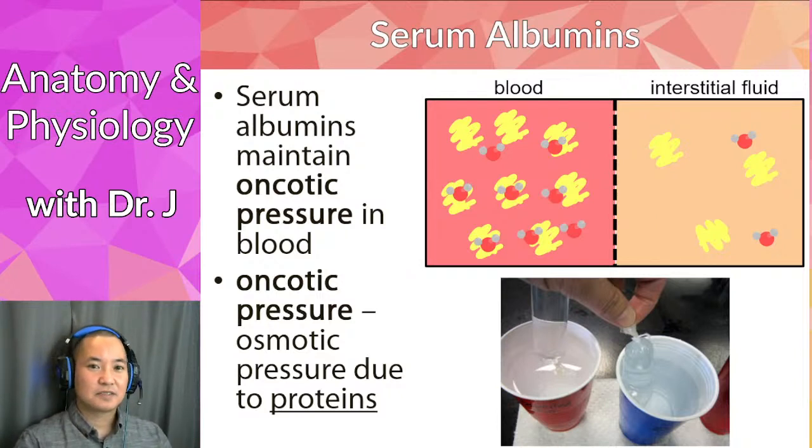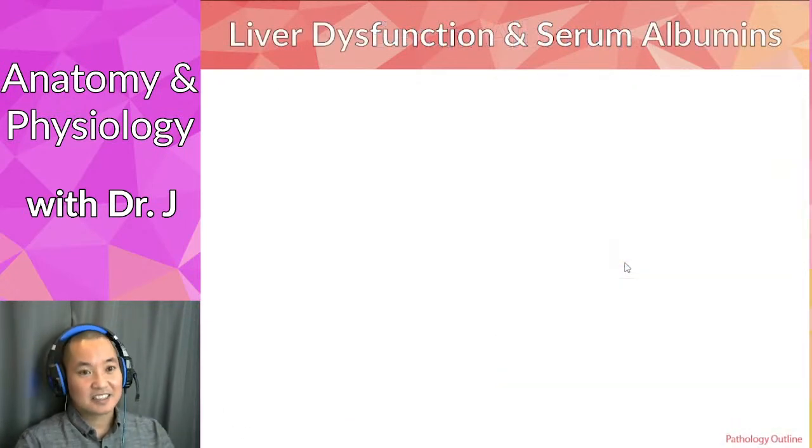So serum albumins are very important in giving blood an ability to hold onto water, because if it didn't have these serum albumins, we'd have less attraction of the water toward the blood and the matrix of blood and plasma, and you would start to lose water from blood because you don't have that oncotic pressure, which is, again, that attraction due to proteins. It's not just proteins, but for the sake of this example, we're just looking at proteins.